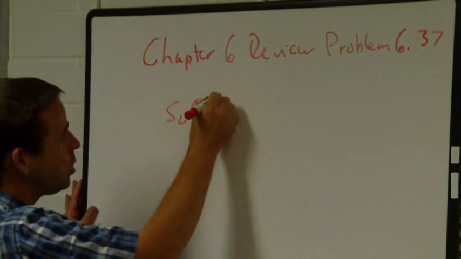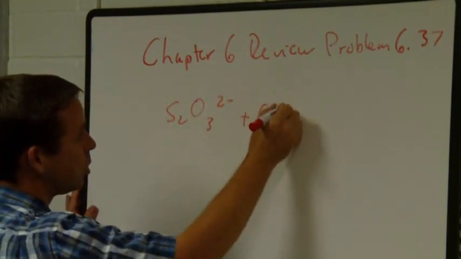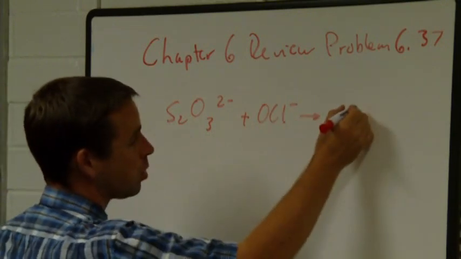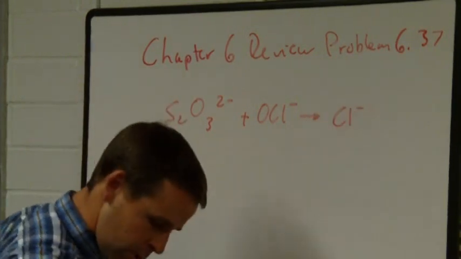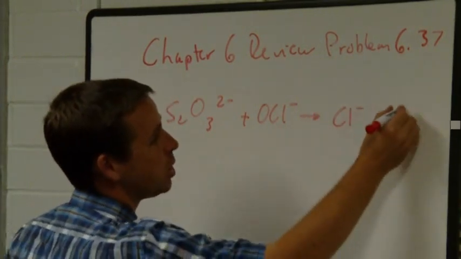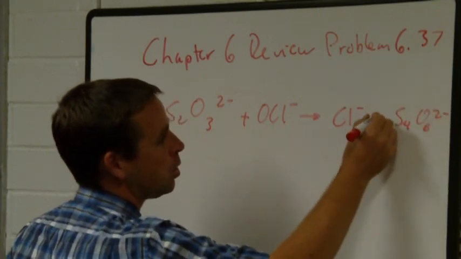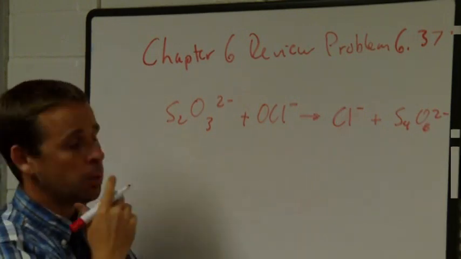S2O3 2- plus OCl- yielding chloride ion, Cl-, S4O6 2-. Okay? All right, so the first thing we do is we verify that the, well, what do we do?